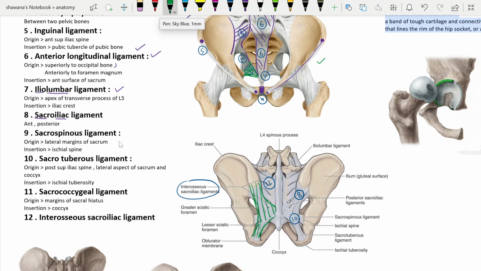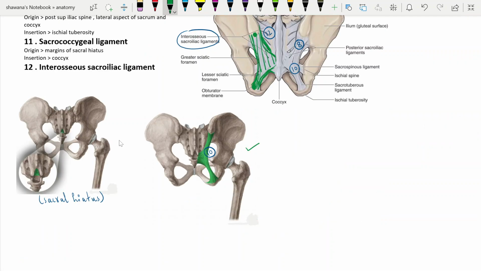What is the origin of it? It is the posterior superior iliac spine, and it also has attachment to the lateral surface of the sacrum and the coccyx, and it attaches to the ischial tuberosity. Here is the ischial tuberosity. So this is the sacrotuberous ligament, and in this diagram it is more clear. From the posterior superior iliac spine all the way to the lateral margins of the sacrum and coccyx and to the ischial tuberosity.